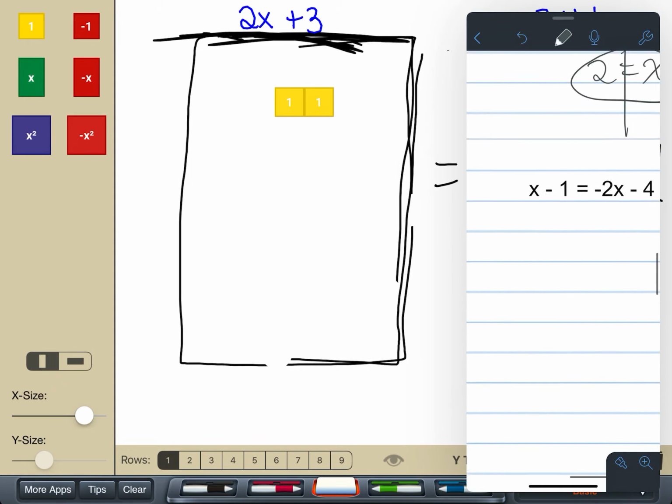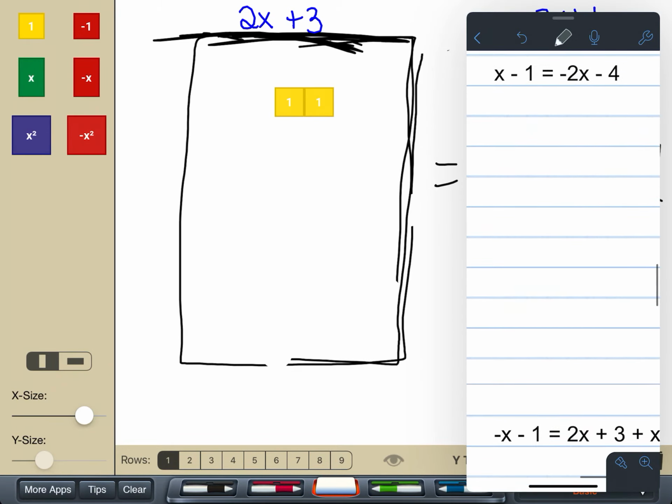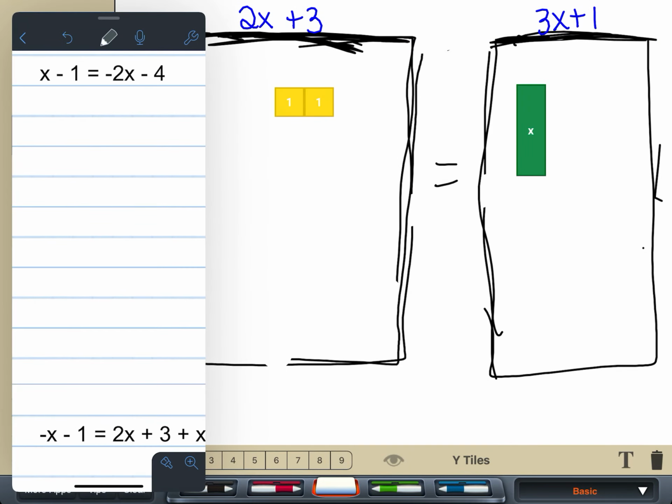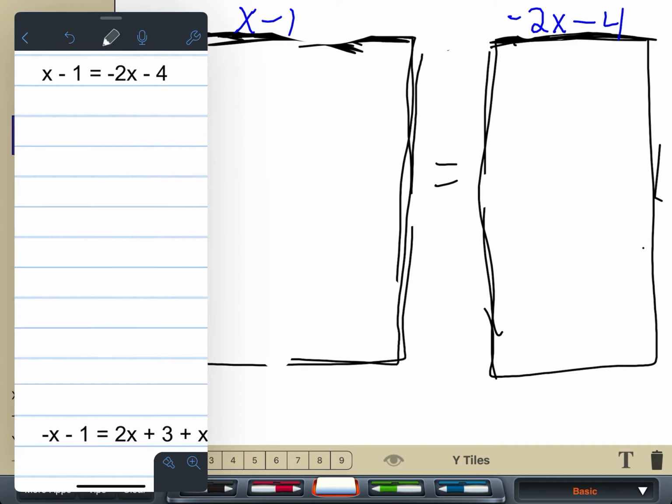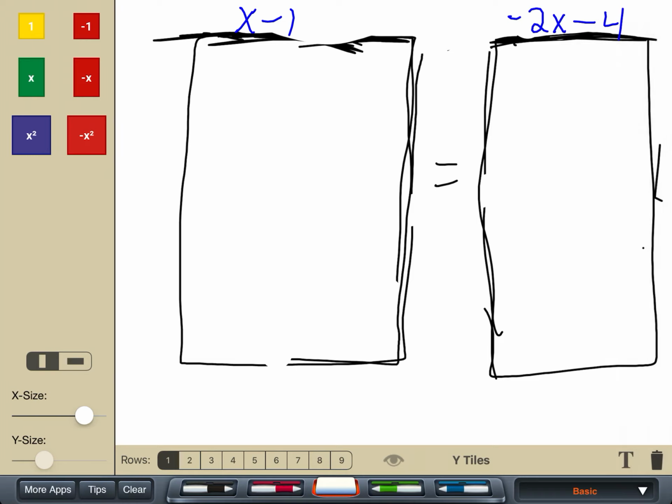We're going to do one more modeling, and then maybe 2 more. Okay, so we'll do this one here. It doesn't let me use math, so I have to erase all of my things. Okay, so this would be x minus 1, and then on the other side, negative 2x minus 4. Oops. Okay, so from here we would model this.